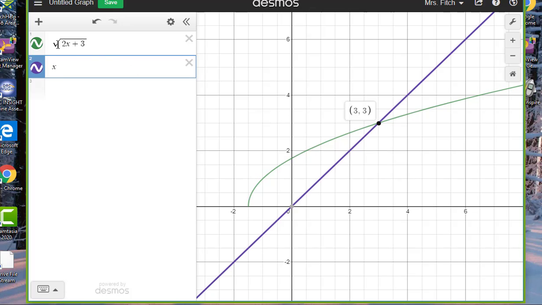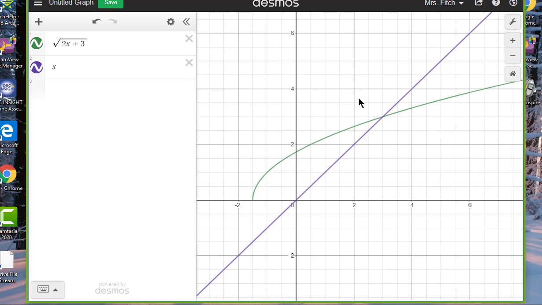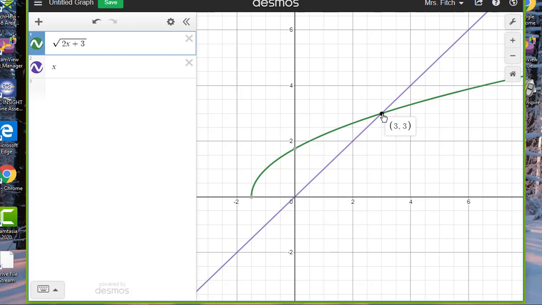So what variable is in our problem? X or Y? X, right? So that's the answer that we're looking for. We're looking for that X. We're looking for one of those where they intersect. And they intersect when the X is 3, right?